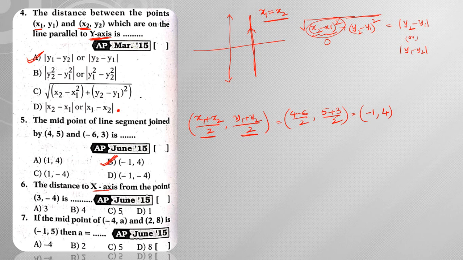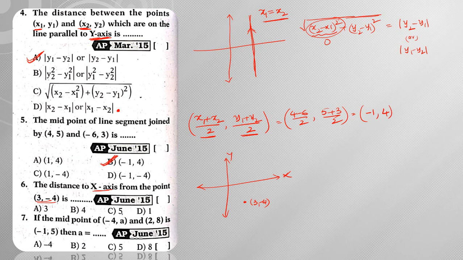The distance to x-axis. Now suppose I consider the coordinate system, that is nothing but the coordinate axes. So this is my x-axis and this is my y-axis. Now what about this point 3 comma minus 4? 3 comma minus 4 means it is present in the fourth quadrant. So suppose I consider this as 3 comma minus 4, then what can I say from this?